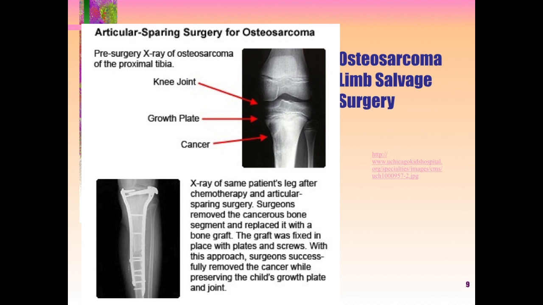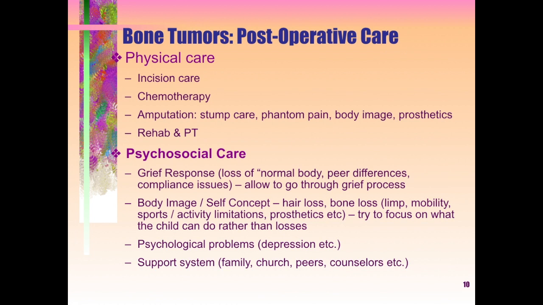So put this on pause so that you can actually read and take a look at how they've salvaged this limb, that they were able to put a bone graft in place. They spared all of the growth plates, and so this child will be able to grow normally, even though they had an osteosarcoma. Your post-op care is going to be the same as it would be for any surgical patient, but if they had an amputation, remember, we're going to be doing stump care.